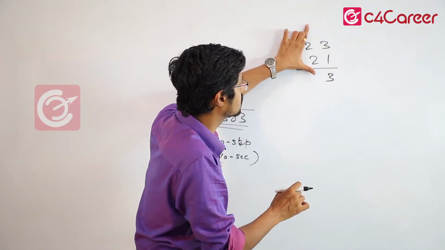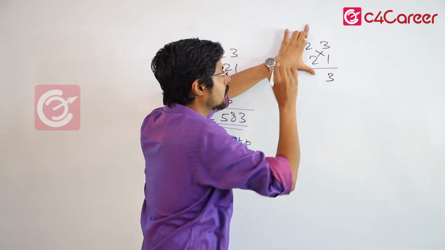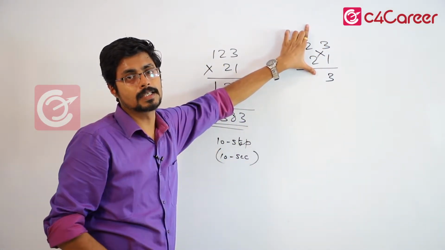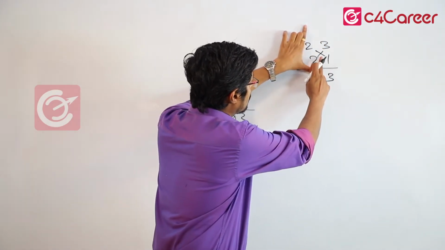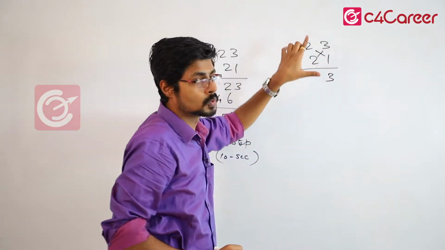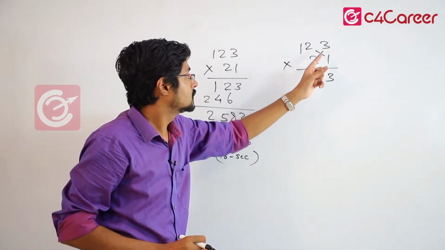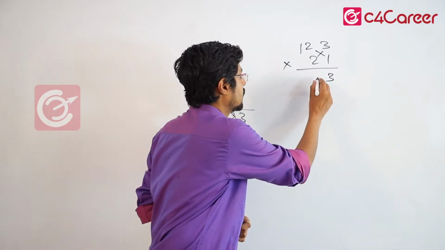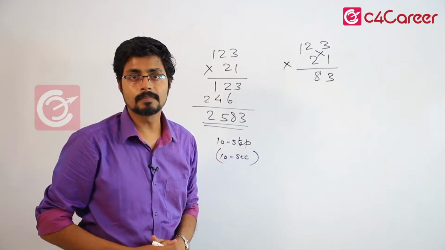Next is a cross multiplication step. It's a simple 2-digit multiplication, so we are going to do a cross multiplication like this. 2 into 3 is 6 plus 2 into 1 is 2. 2 into 3 is 6 plus 2, that is 8. So the second step we have got.